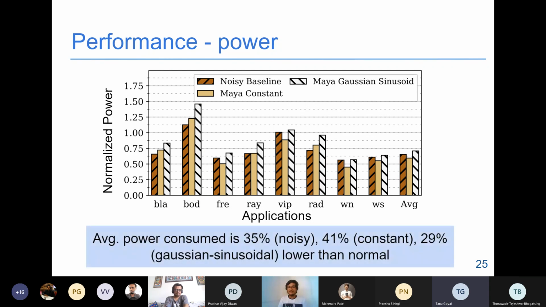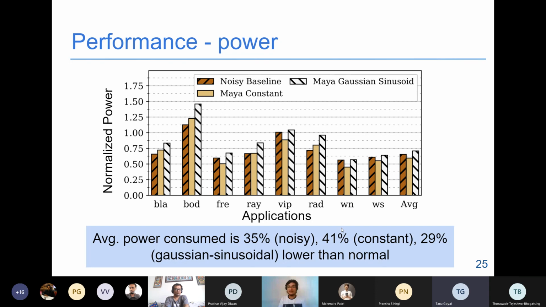On an average, you see that the power consumed by the three scenarios, which are the baseline, the Maya constant, and the Maya Gaussian sinusoidal scenario, all consume less power than the scenario where there is absolutely no security against power leakage. So where there is no baseline, no Maya, nothing.